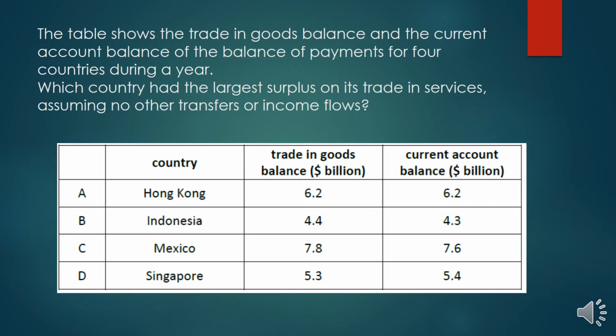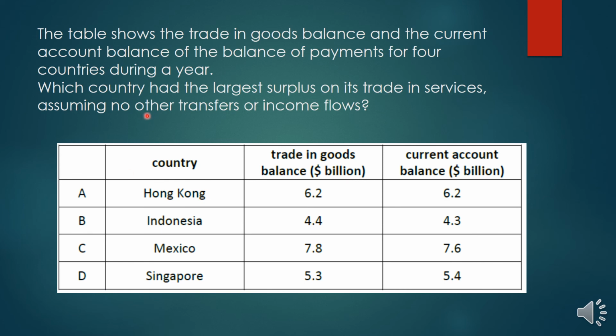So here the table shows the trade in goods balance and the current account balance of the balance of payment for 4 countries during a year. They gave the trade in goods balance and the current account balance, completely current account. We already know that the current account has how many accounts? 4 accounts. Trade in goods, trade in services, then current transfers and income flows, isn't it? So which country had the largest surplus on its trading service?